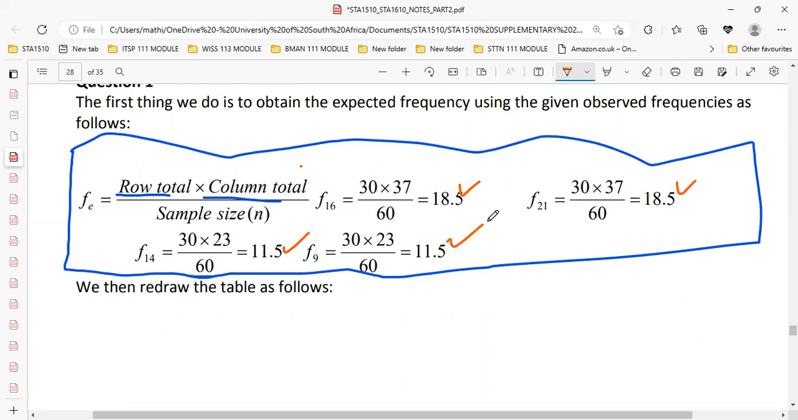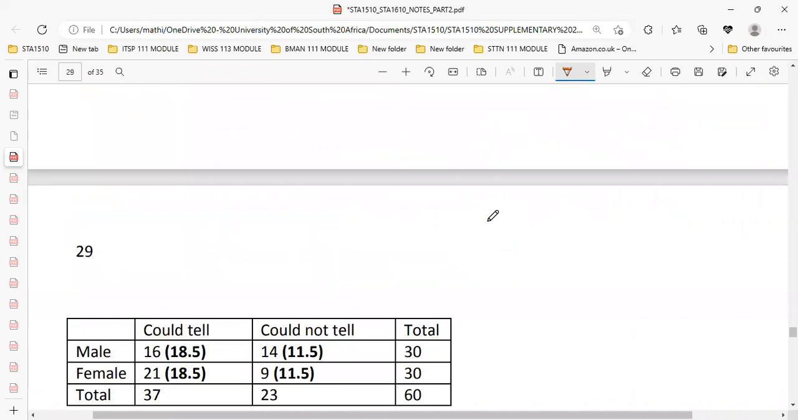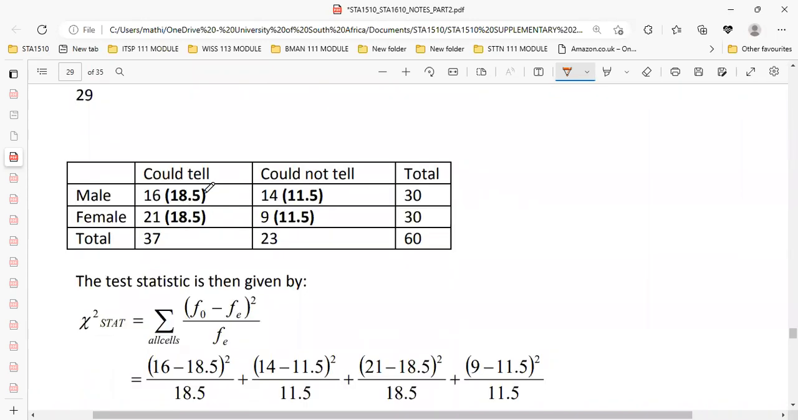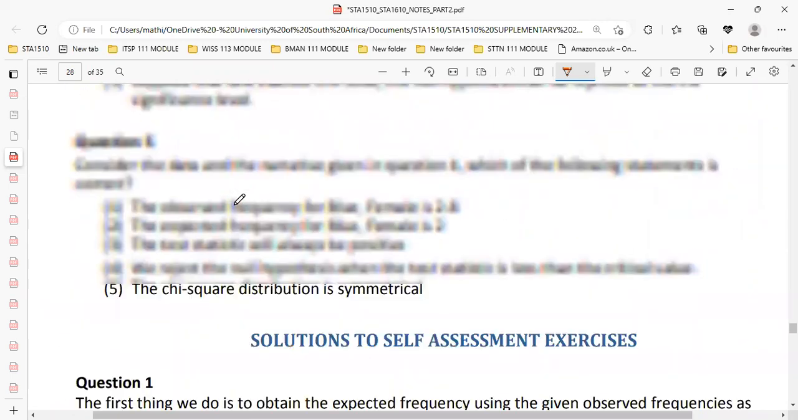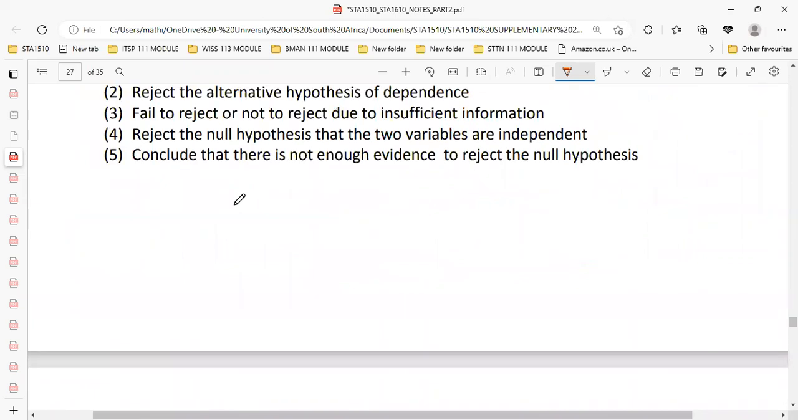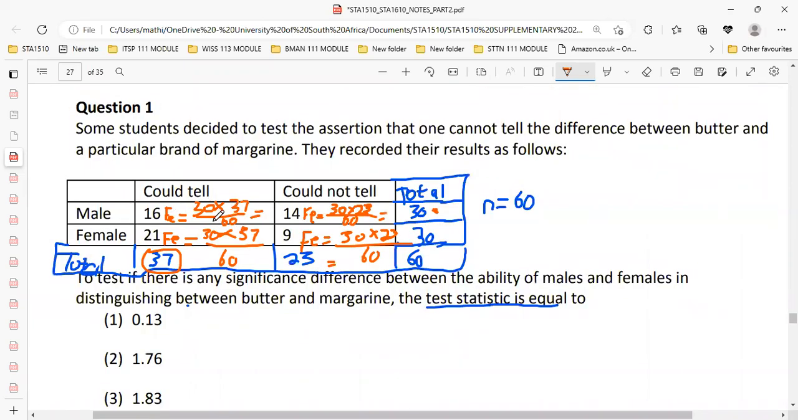Then after calculating your expected frequency, you can now calculate your test statistic. Here it is. For this one, we got 18.5 as our expected frequency. For this one, we got 11.5 as our expected frequency. For this one, we got 11.5. For this one, we got 18.5. How do you get those values? I've shown you here, by using this method.